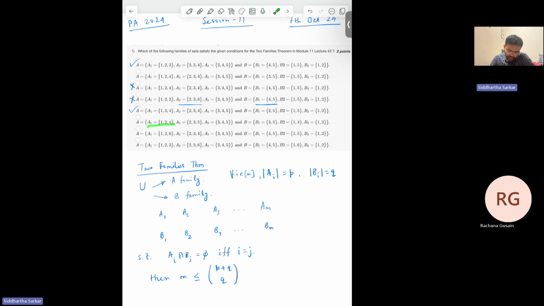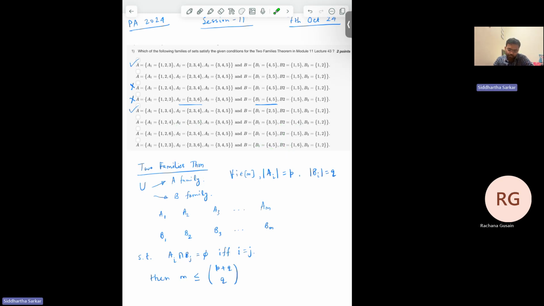Now let's look at A1 and B2. 1 and 4 are common, so non-empty as per the condition. So A1 and B3, again 1 and 2 are common. So non-empty, following the condition of the theorem. Now let's look at A2 and B2. Is there anything common? No, right? 2, 3, 5 and 1, 4. So intersection is empty. That is as per the condition.